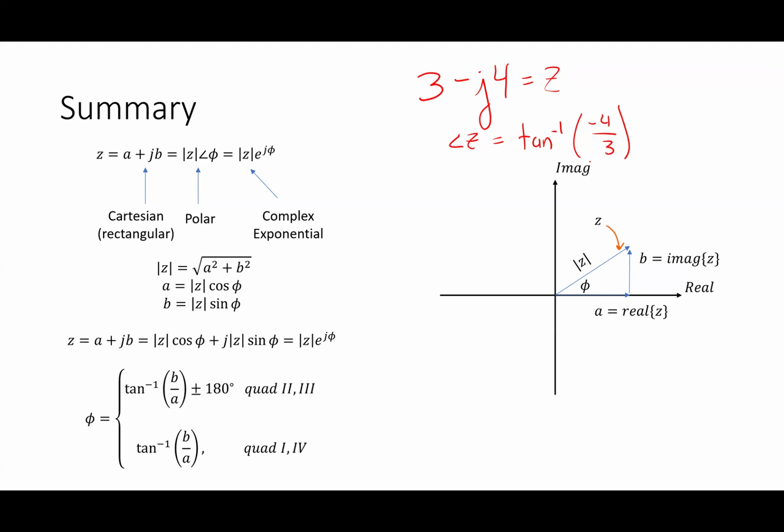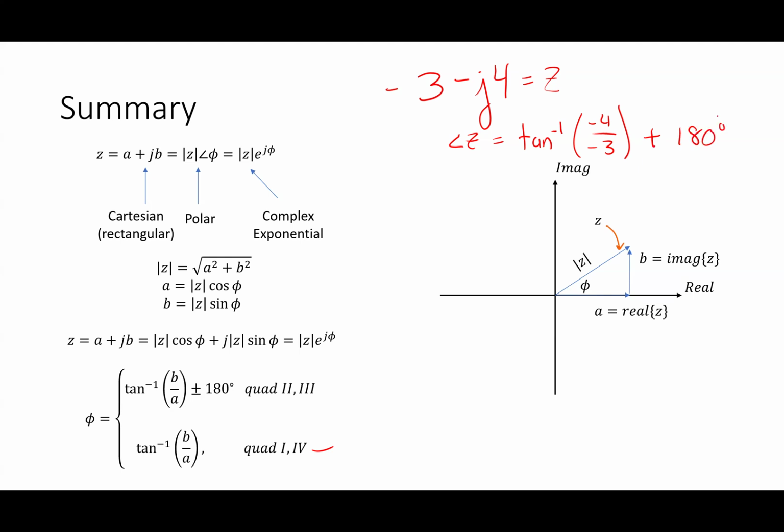And that's the problem with arctan. It's only defined over in these two quadrants. So what if I gave you -3 minus J4? Well, then it would be -4 over -3, right? What quadrant is that in? The third quadrant, right? And so in this case, what do I do? Well, I can add or subtract 180 from that. All right. So I can add 180 or subtract 180. Both of them are going to give you a correct answer.